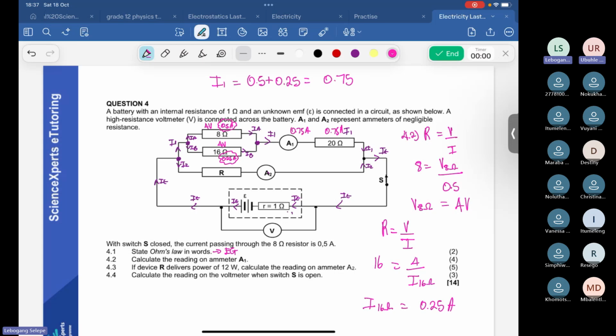Sir, is it fine if I use the ratio between the two resistances, which is 1:2? Since I know the current across the 8 ohm resistor, the current across the 16 ohm resistor is half of it, and I still get the same answer, which is 0.75. Yes, it also works that way.